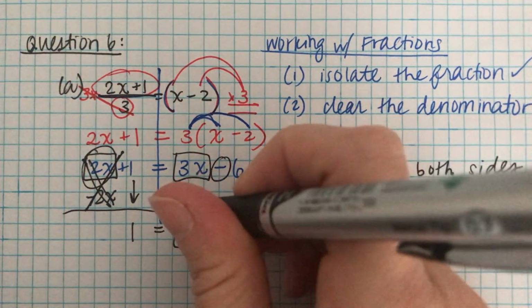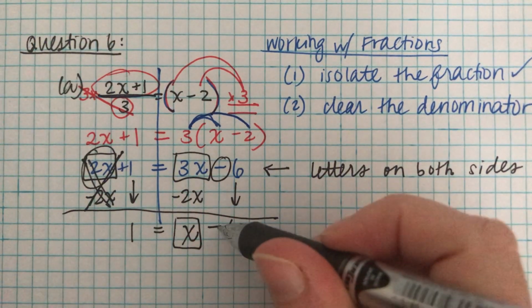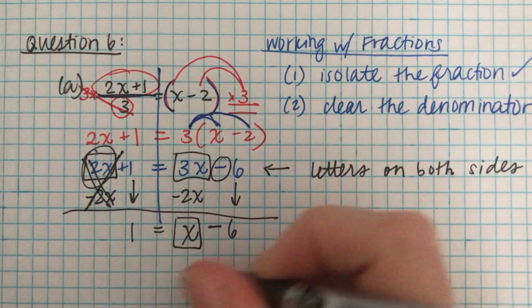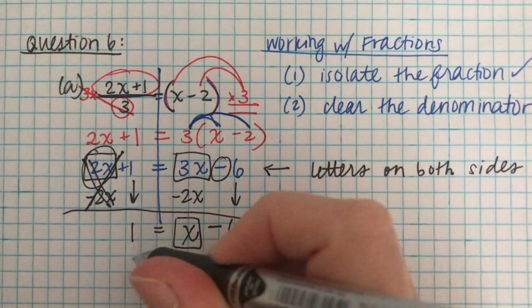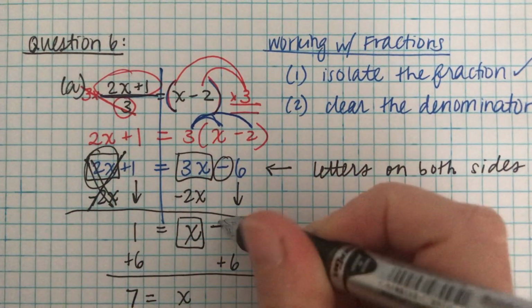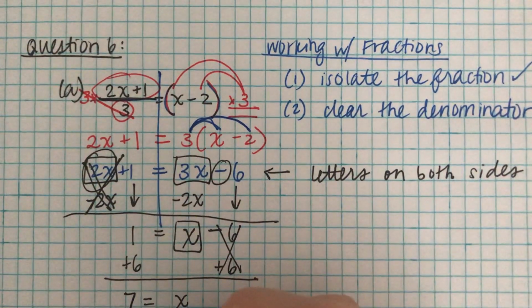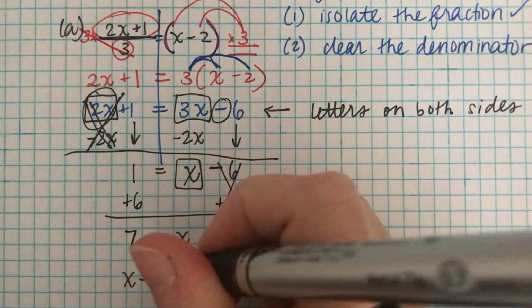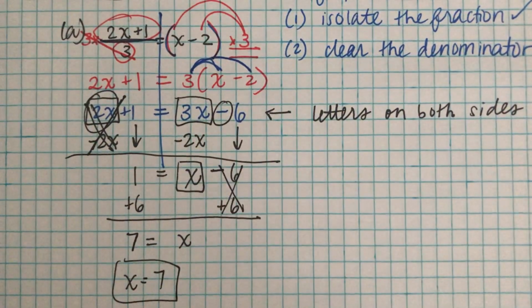Trying to get x by itself. Right now, x has this minus 6 next to it, so to do the opposite, I'm going to plus 6 to both sides. That gives me 7. Okay, you can always flip it around. x equals 7, and that will be your answer.